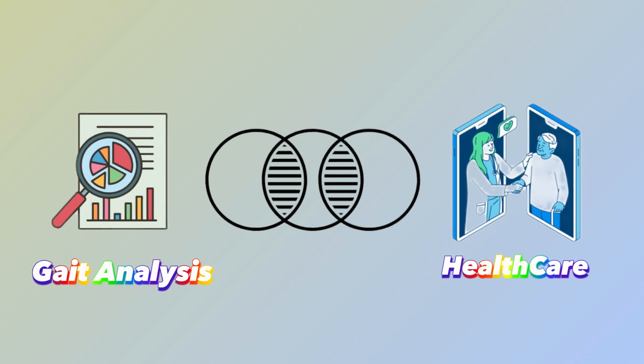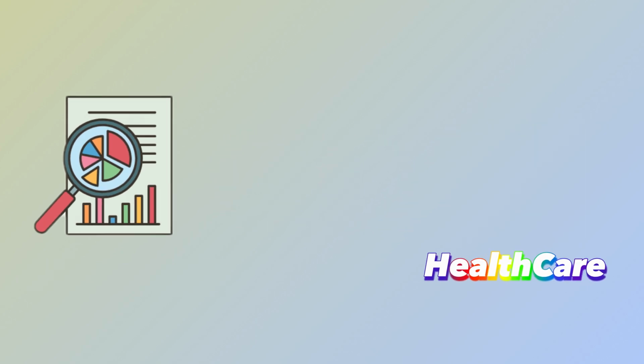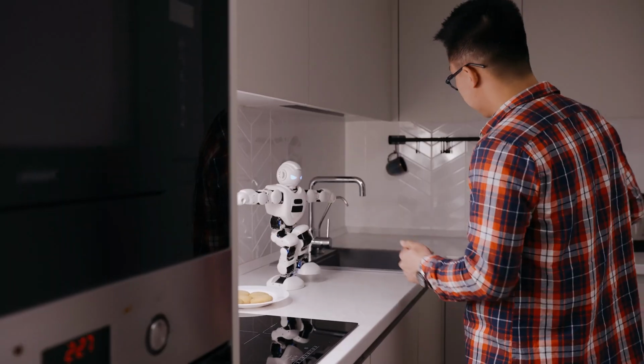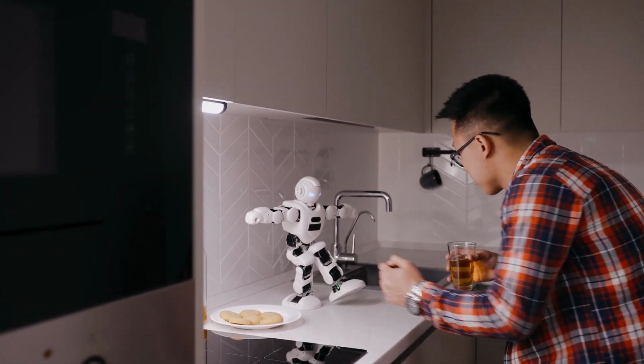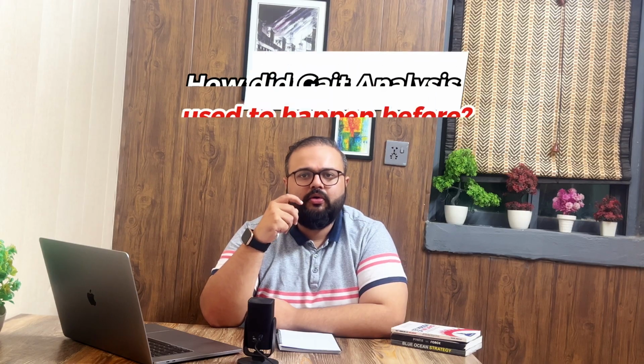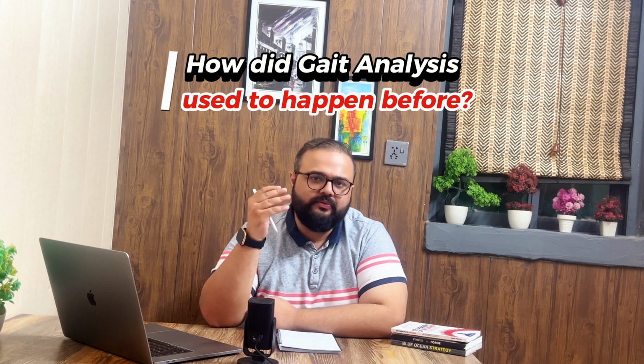A topic that is very near to me, right? So that topic is gait analysis. Basically, gait analysis is at the intersection of healthcare as well as artificial intelligence as a whole. So gait analysis basically means analyzing the gait or movement of some person with the help of artificial intelligence. So how did gait analysis used to happen before?